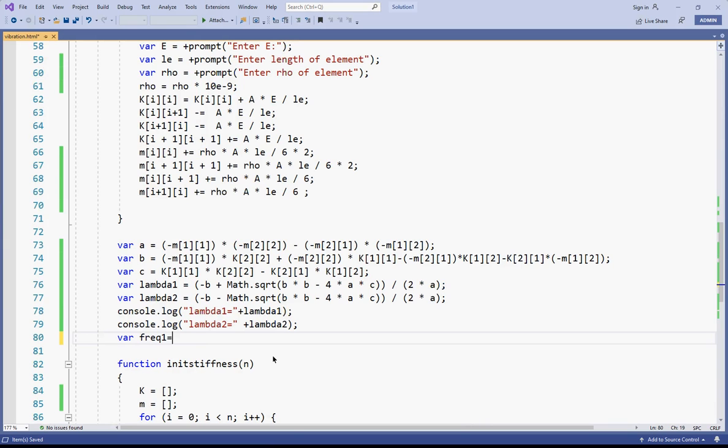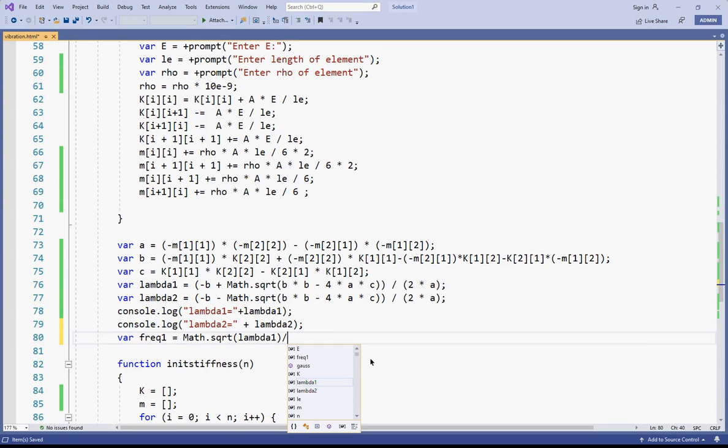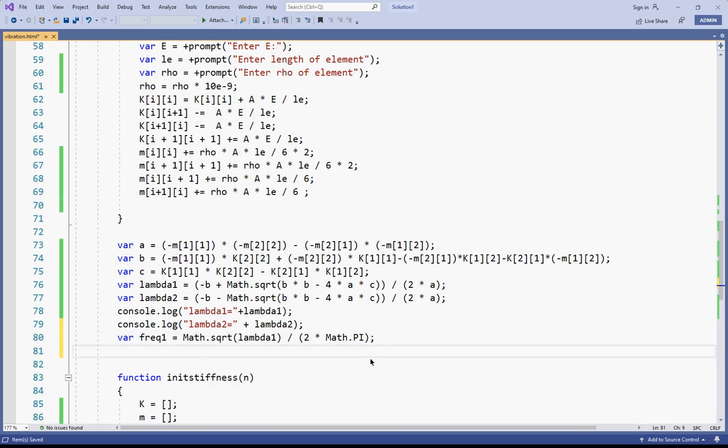So basically I need to divide square root by twice pi. So that is what I have to do. So math.sqrt of lambda 1 divided by 2 into math.pi. So I have the pi variable in this, so I will use that.